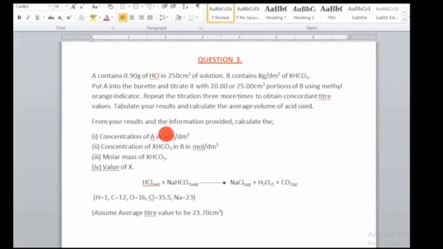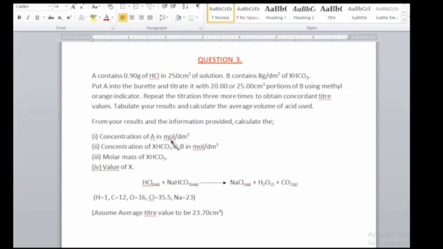From your results and the information provided, calculate: 1. The concentration of A in moles per dm³, 2. The concentration of XHCO3 in B in moles per dm³, 3. The molar mass of XHCO3, and 4. The value of X. We have this as our equation as well, and we have to make use of 23.70 as the average titre value for this particular question, 23.70. So let us do that now.